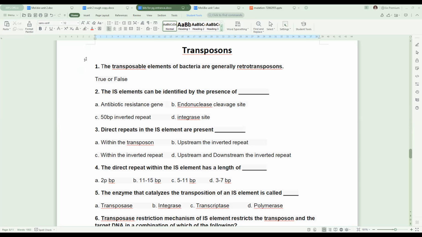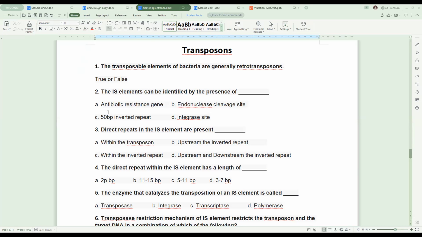It is false. Retrotransposons are seen in humans. The IS elements can be identified by the presence of what? What is the full form of IS element? Insertion sequence. Very nice. They are identified by the presence of what?